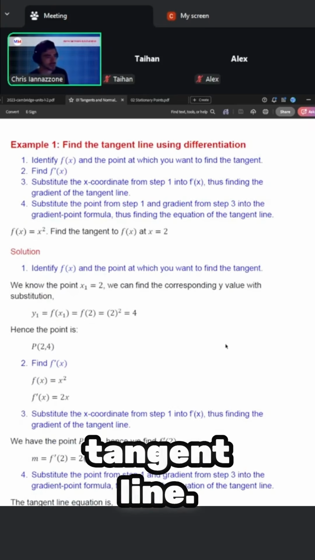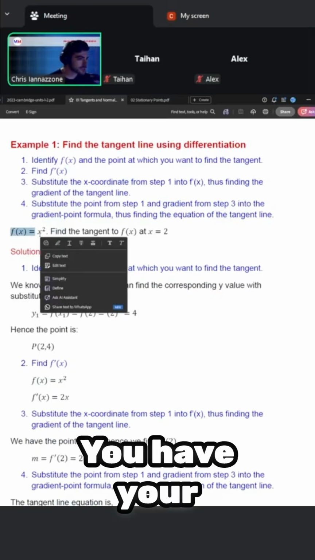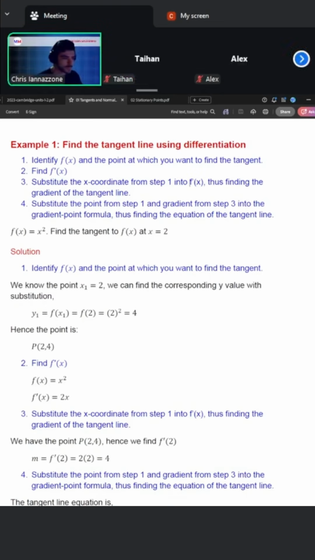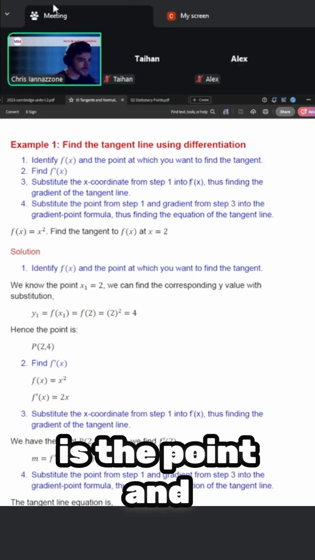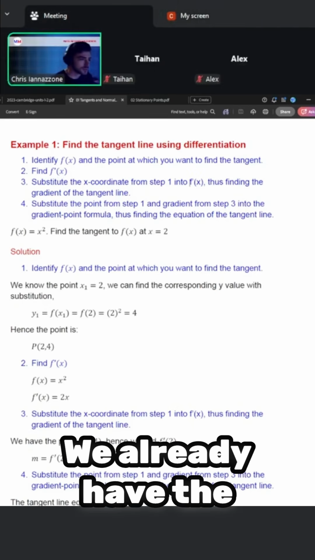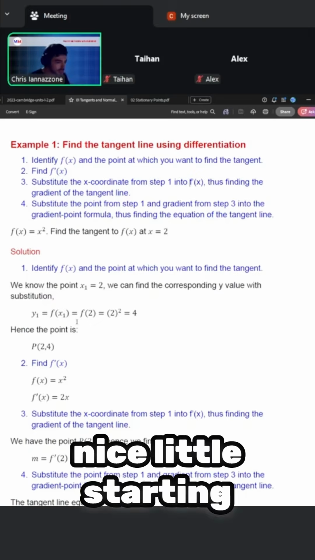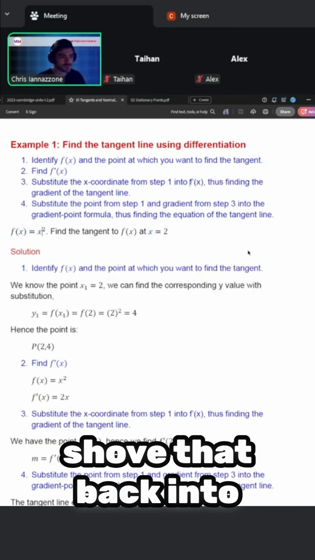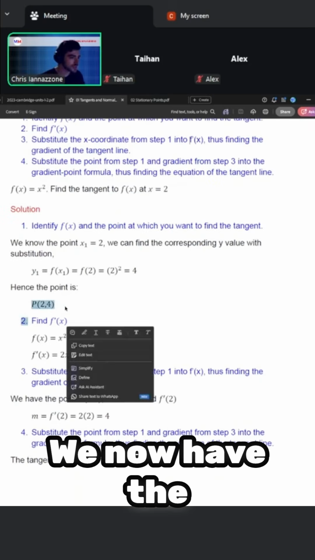Example 1, finding the tangent line. This is a very standard question. You have your function, find the tangent at x equals something. In this case, it's x equals 2. So what you want is the point and the gradient at that point. We already have the x coordinate, so a nice starting point is to get the y coordinate right off. With x equals 2, to get the y coordinate, put that back into your original function. We now have the point.